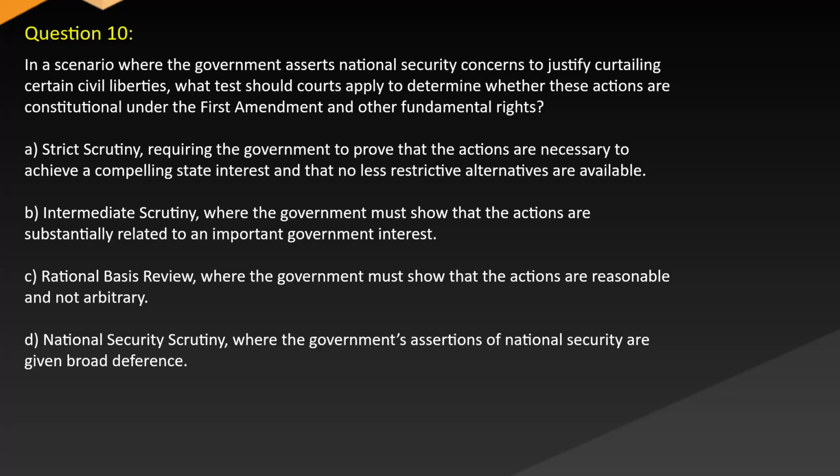B. Intermediate scrutiny, where the government must show that the actions are substantially related to an important government interest. C. Rational basis review, where the government must show that the actions are reasonable and not arbitrary. D. National security scrutiny. Government's assertions of national security are given broad deference.